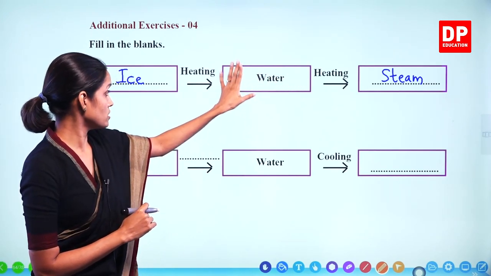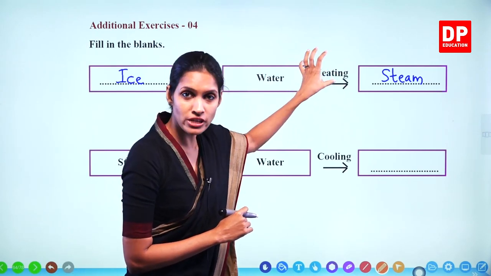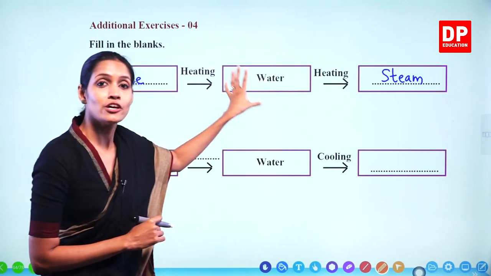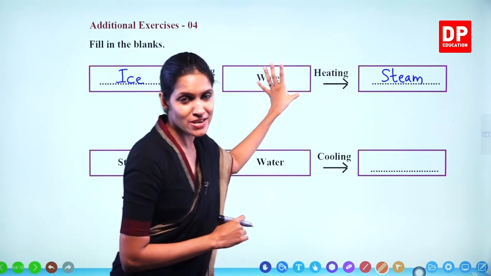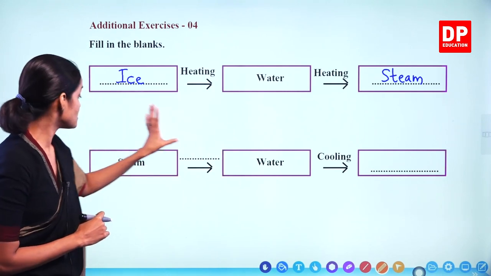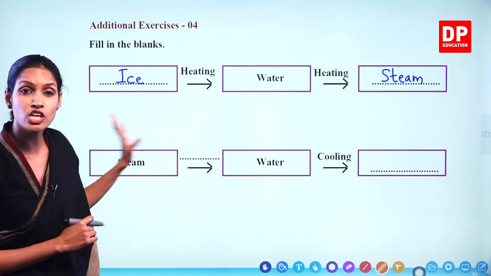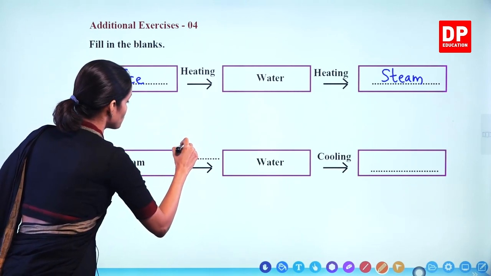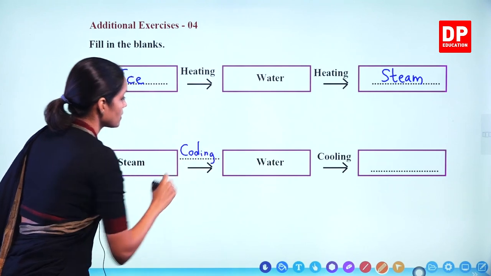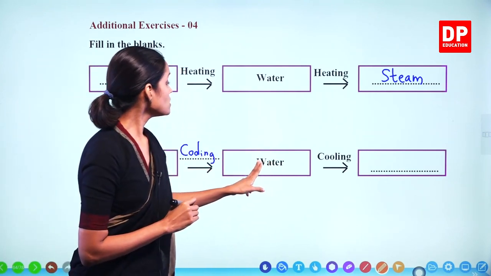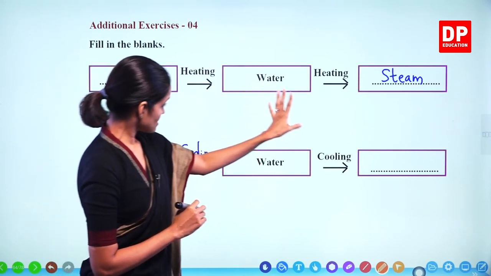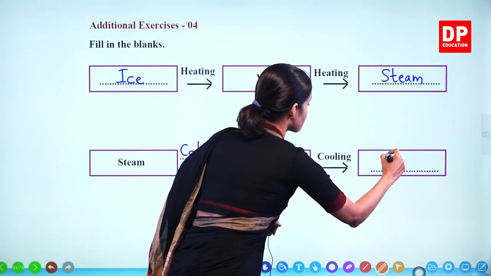If you want to convert water into steam, you have to heat water. If you want to convert steam into water, you have to cool this steam, right? So steam can be turned into water by cooling. So here you are going to write cooling. So when you cool water, what will happen? It will turn into ice.